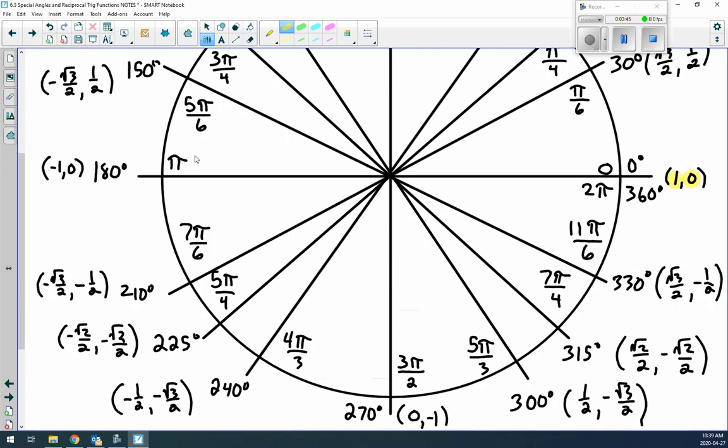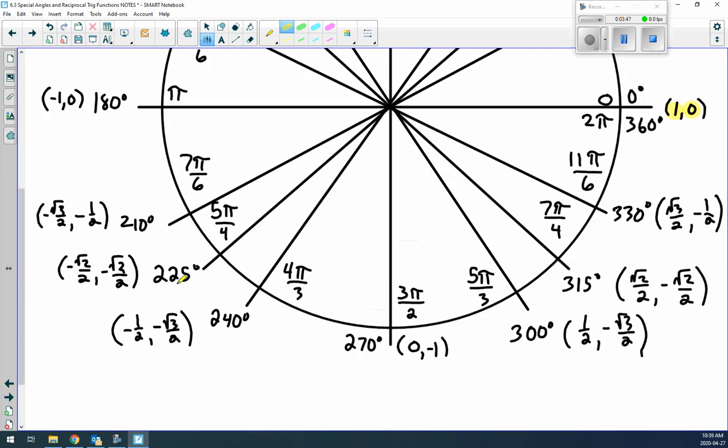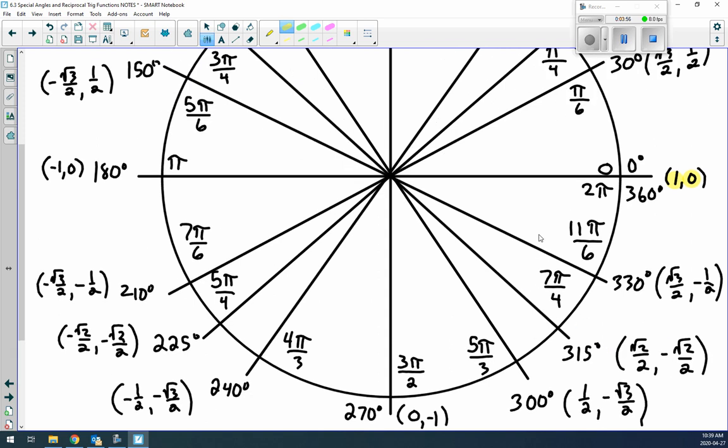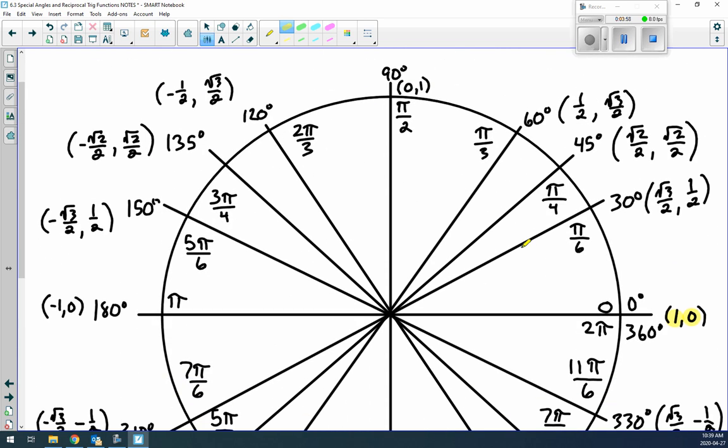Negative 1. What about down here in 225? That divided by, oh, positive 1. Negative divided by negative. What about over here for 315? Negative 1. Okay, those are pretty easy. Okay, now, 30s and 60s.